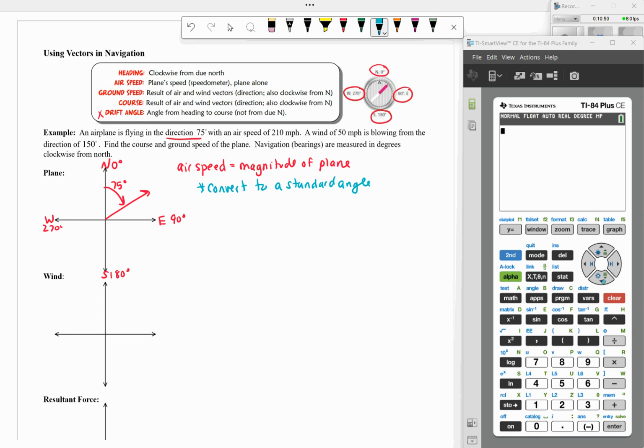I guess I should have read the rest of the problem too. So a wind of 50 miles per hour is blowing from the direction 150. Find the course and ground speed of the plane. Navigation bearings are measured in degrees from clockwise due north. So for this one, the standard angle, we've talked about how to convert this. So 90 minus 75 gives us 15 degrees.